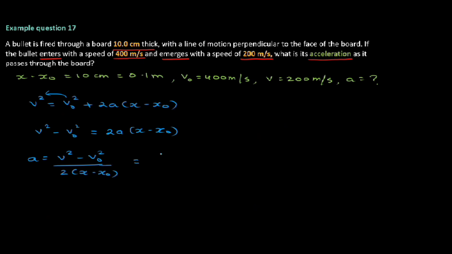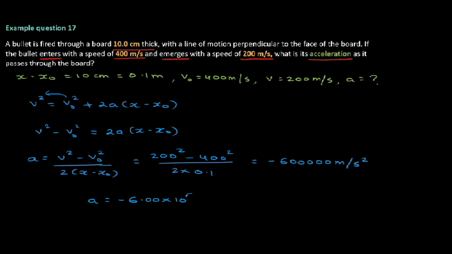Now substitute. Final velocity v is 200 square. Initial velocity is 400 square, over 2 times the distance traveled, which is 0.1 meter. And when you solve this, you get your acceleration as negative 600,000 meter per second squared, which you can write as a equals negative 6.00 times 10 to the power 5 meter per second squared.